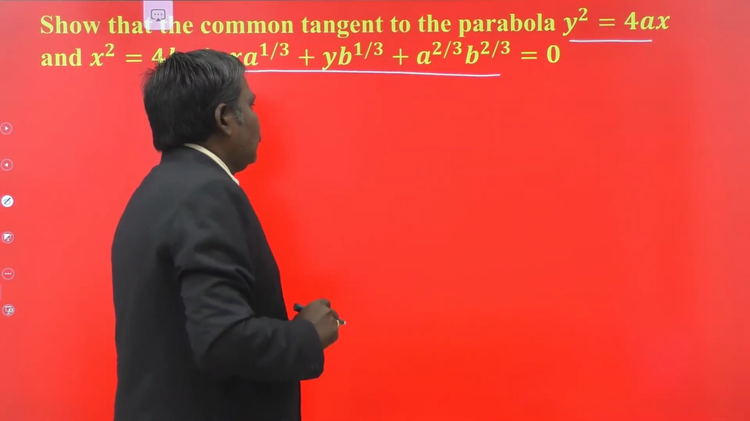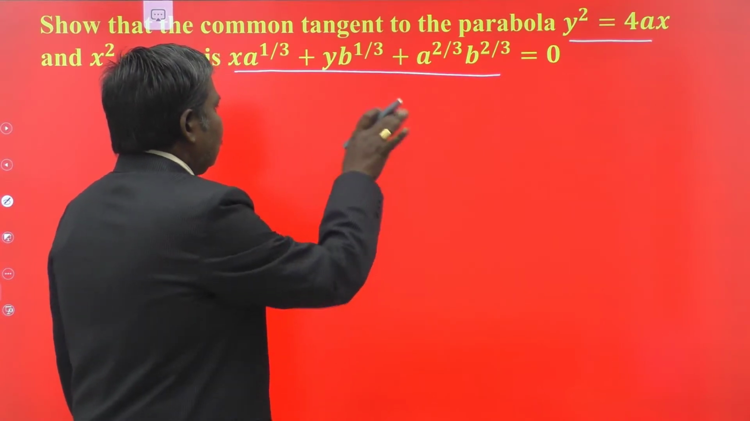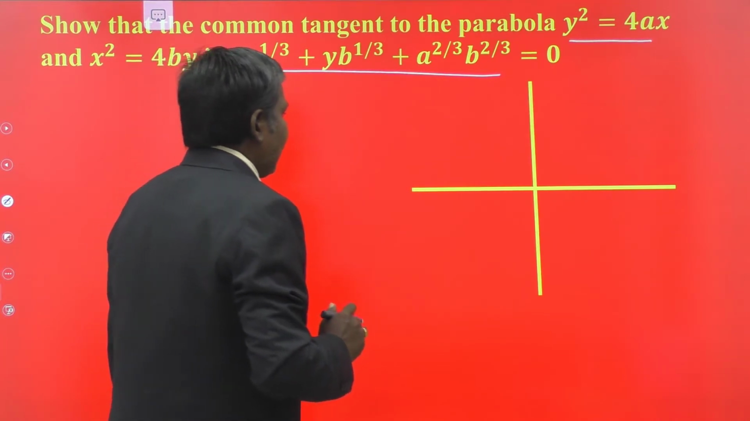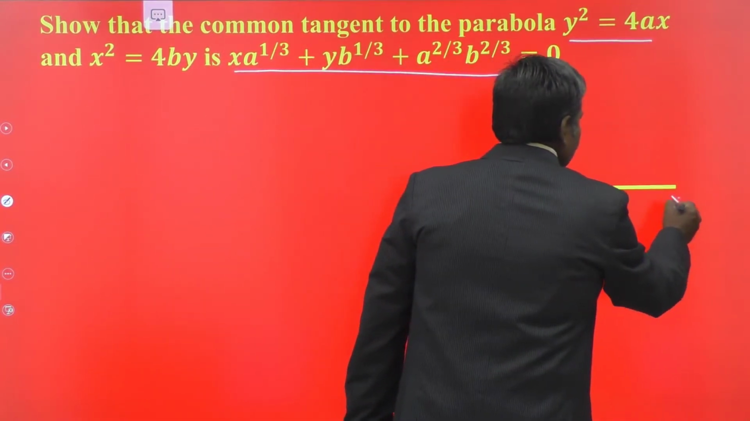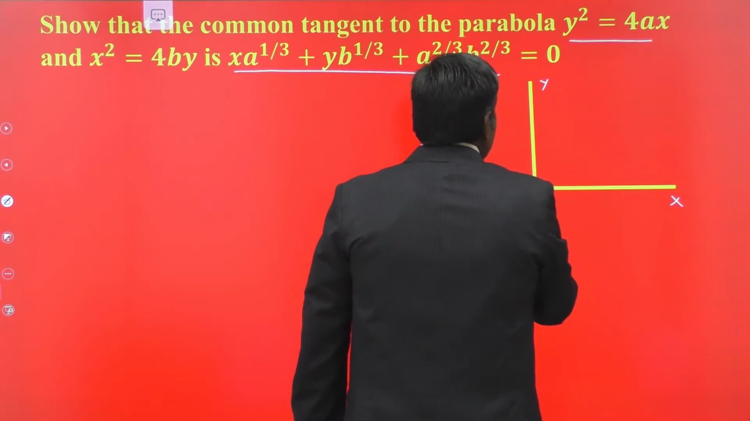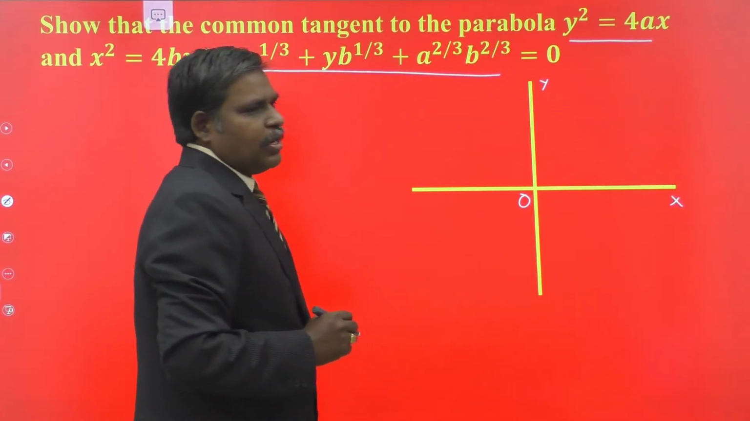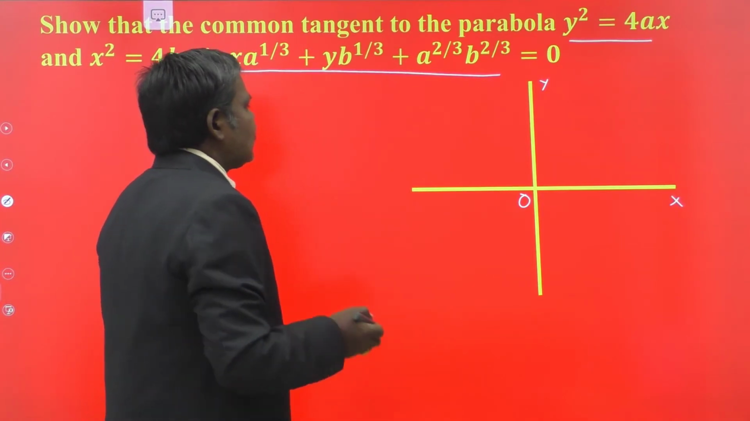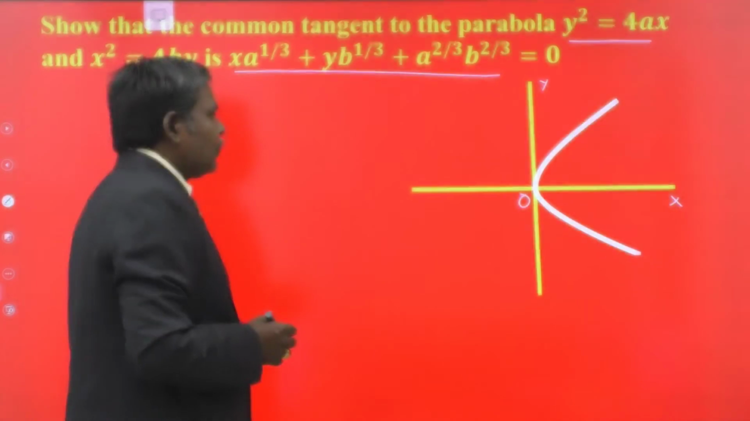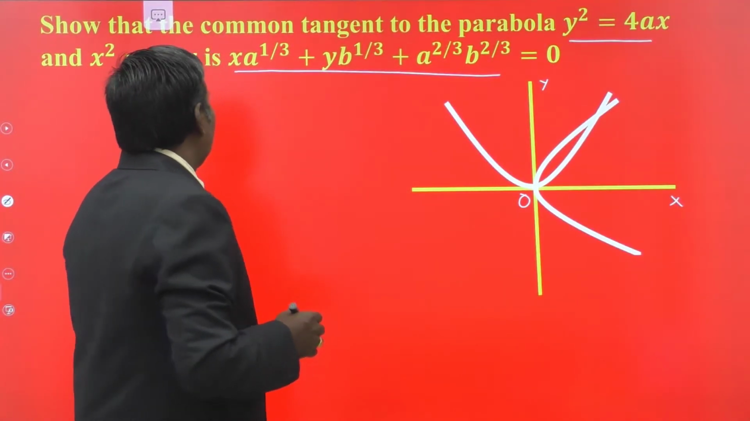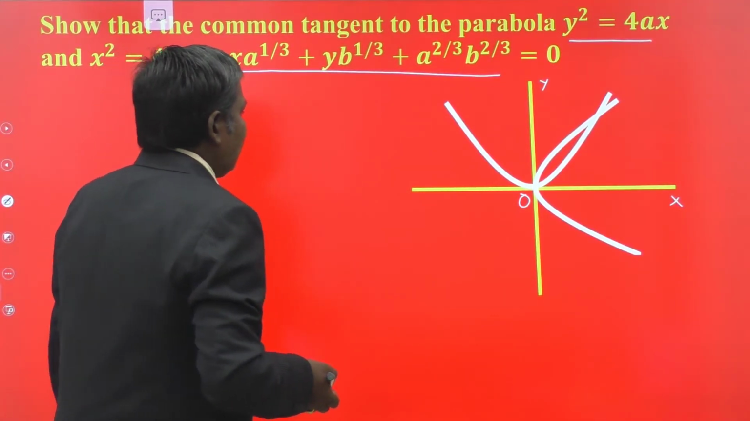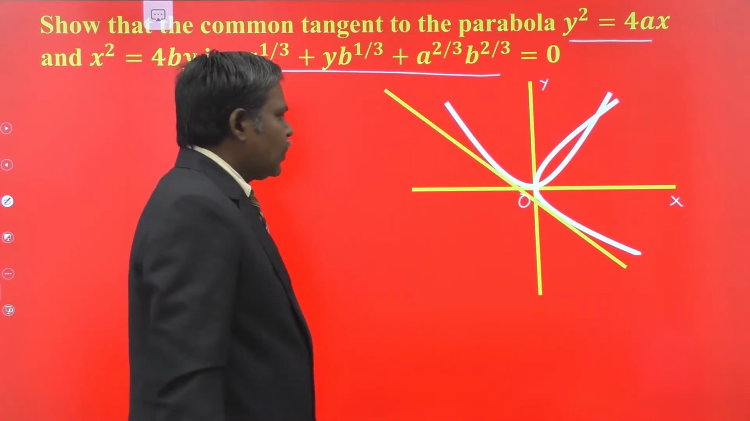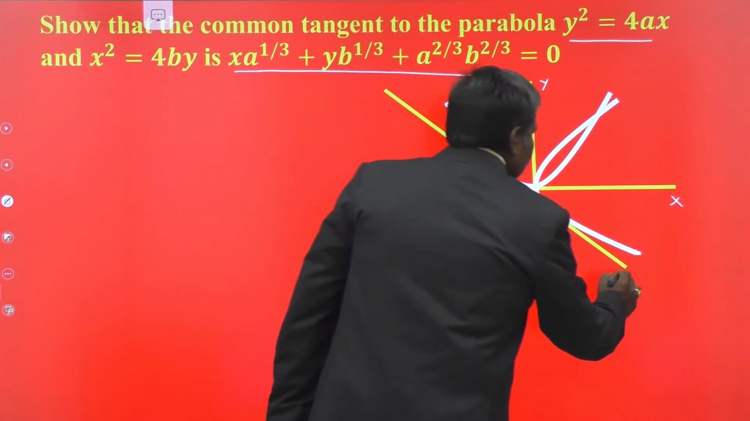Okay. Now, see here. Let us try to draw the figure. This is the x-axis and this is the y-axis. So the origin is their point of intersection. y square equal to 4ax is the parabola with vertex at 0, 0 having its axis along the x-axis. This is the parabola. And this is the other parabola. Now we are going to find the equation of the common tangent to both these parabolas. This is the common tangent. Am I correct or not? This is what you are going to find out.